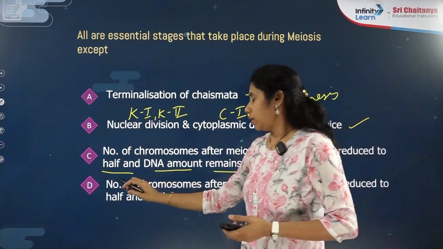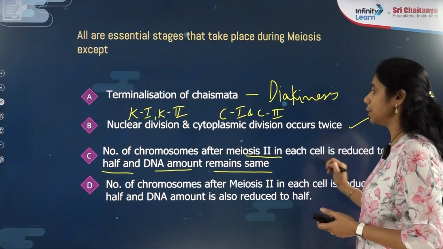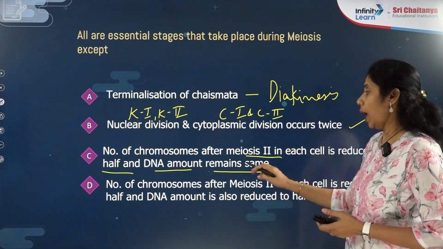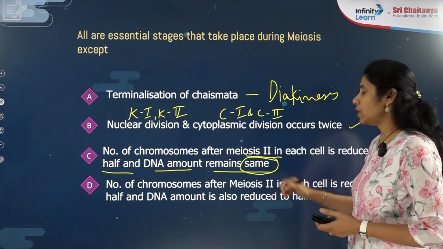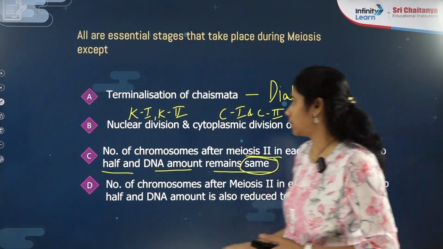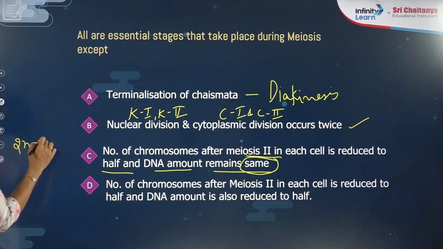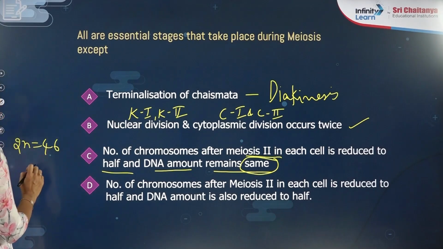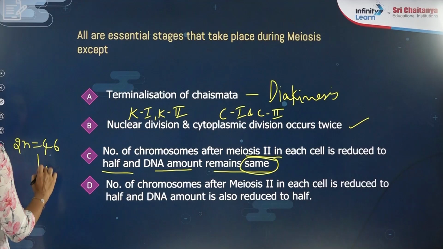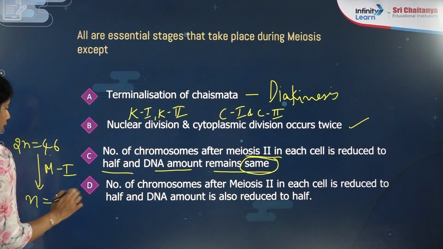Okay. So, the number of chromosomes after meiosis II in each cell is reduced to half. This is correct only. And DNA amount remains same is wrong, because DNA is also reduced to half. Let us take for example, if a cell is having 2n equal to 46 chromosomes. I'll take the example of human cell only. 2n equal to 46. So, in this 2n equal to 46, after the end of meiosis 1, each daughter cell will be getting n equal to 23.